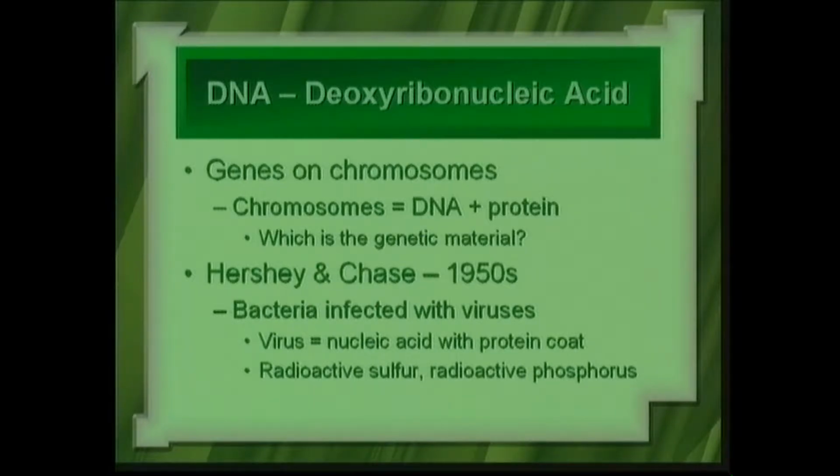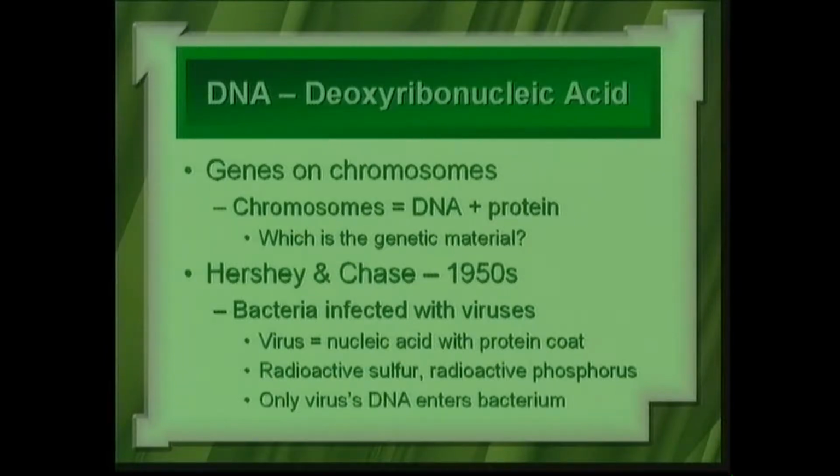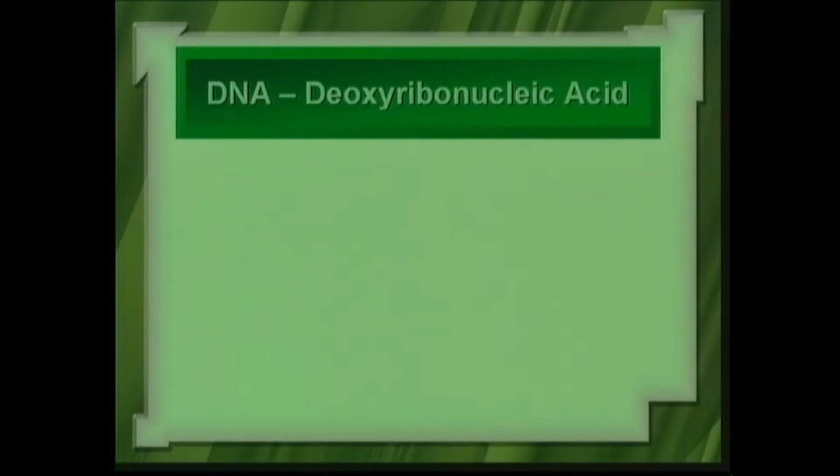Because remember, nucleic acids are made up of nucleotides, and what are their components? You have a sugar, you have a phosphate group, which has phosphorus, and you have nitrogenous bases. Those are the three main parts of a nucleotide. Nucleotides are linked together to make the nucleic acid molecule. Generally, only the virus's DNA actually enters the bacterium. Bacterium is singular for bacteria, which is plural.